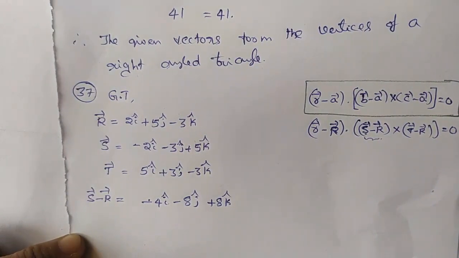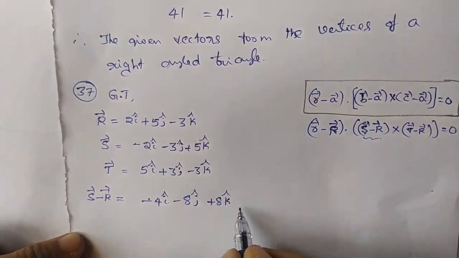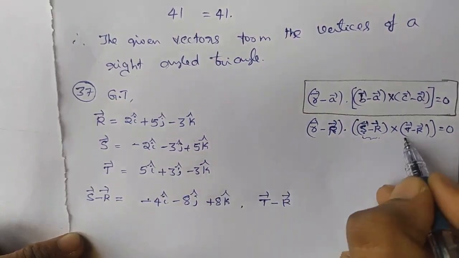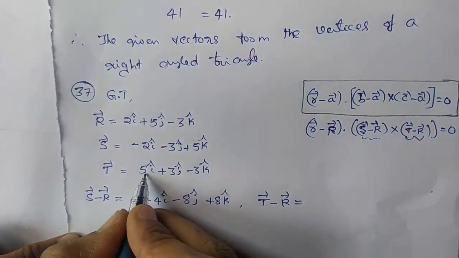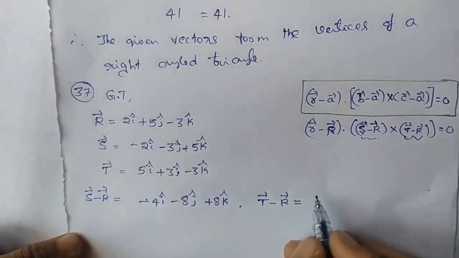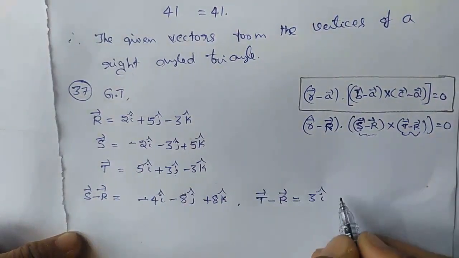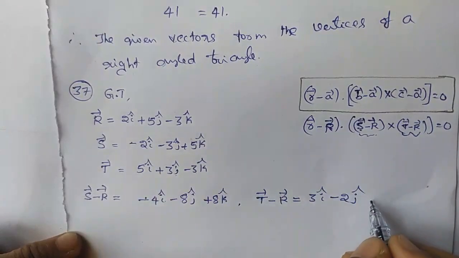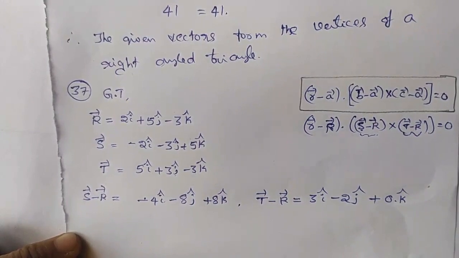Similarly, find out T minus R vector. Here itself I am finding T minus R vector. T minus R vector equals T minus R: 5 minus 2 is 3, 3i. 3j minus 5j is minus 2j. Minus 3 minus of minus 3 is plus 0, so 0k. Okay.